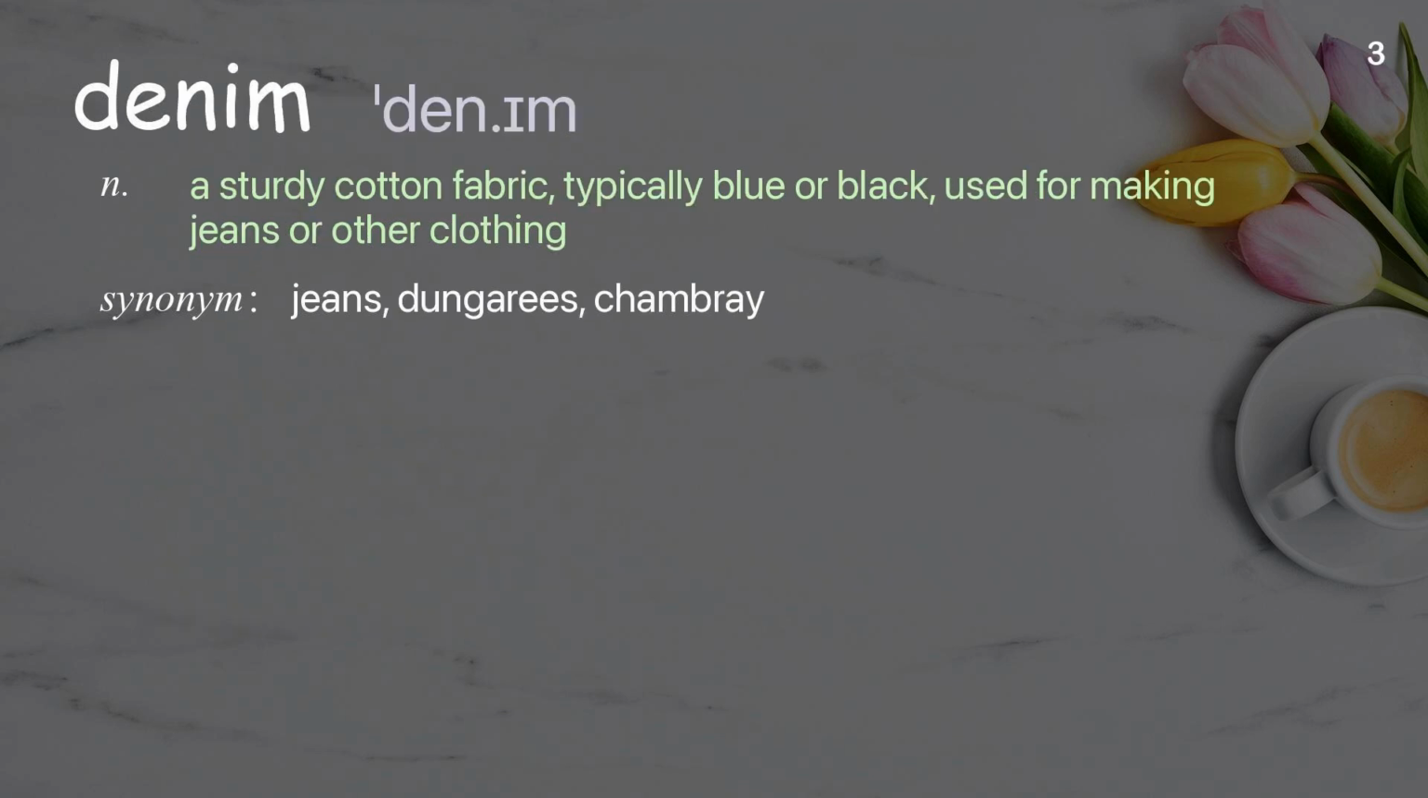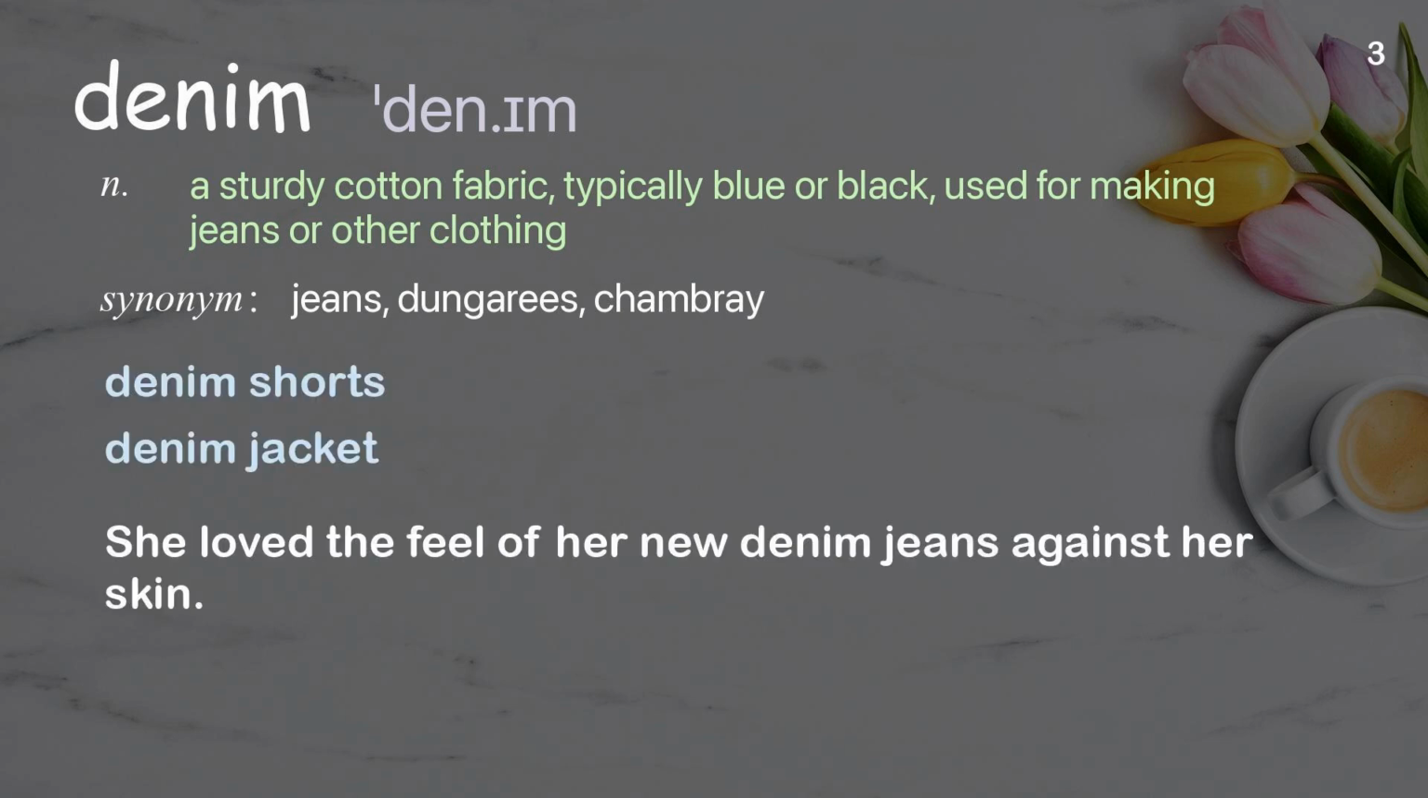Denim. A sturdy cotton fabric, typically blue or black, used for making jeans or other clothing. Examples: Denim shorts. Denim jacket. She loved the feel of her new denim jeans against her skin.